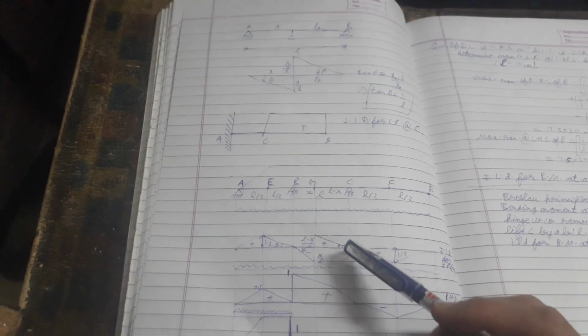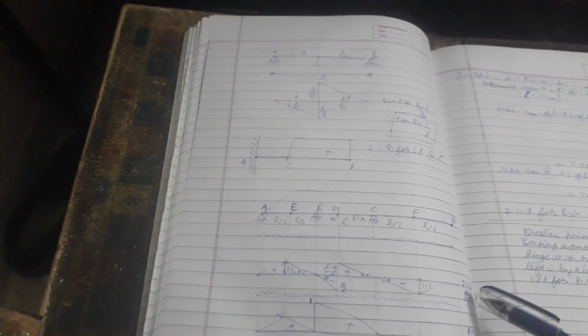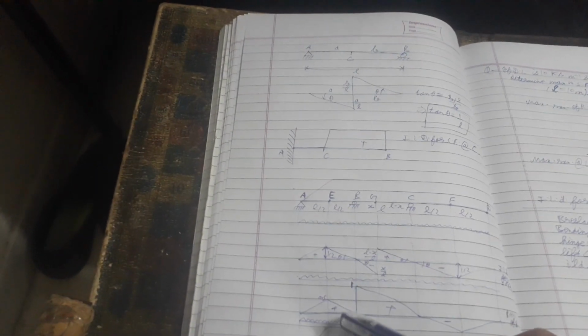Here it is 1 by 2. Positive theta, negative x by L, L minus x by L. Here it is positive theta, negative 1 by 2. ILD for shear force at G. Here it is 1, right hand side of B. 1 positive, negative. Inclined line downward and inclined line upward. Here is a vertical line. Here is inclined line upward, inclined line downward, then positive.